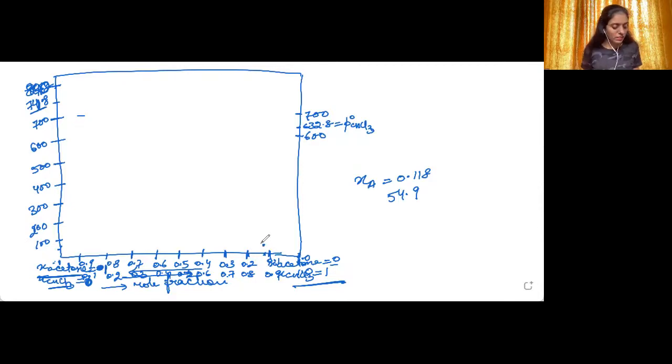All right. Next, the second mole fraction is 0.234. Here is the mole fraction 0.2. Now 0.234 we can take approximately here. The vapor pressure at that point is 110.1, approximately 110 here. So we can just put the mark here.